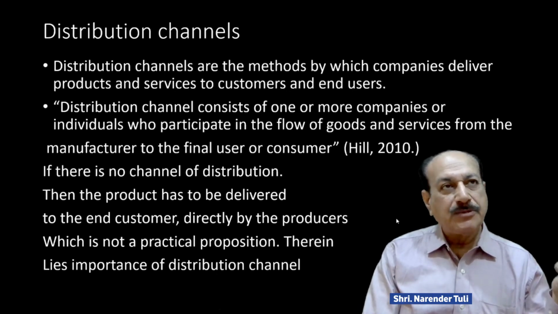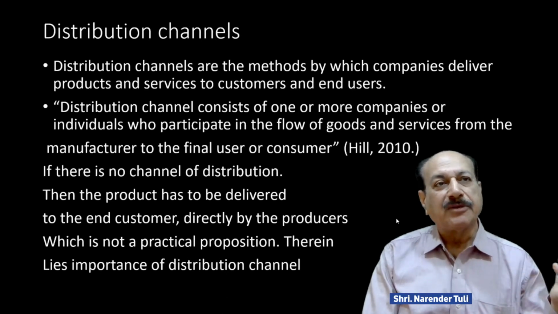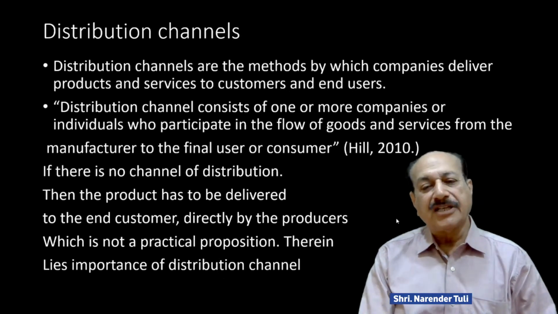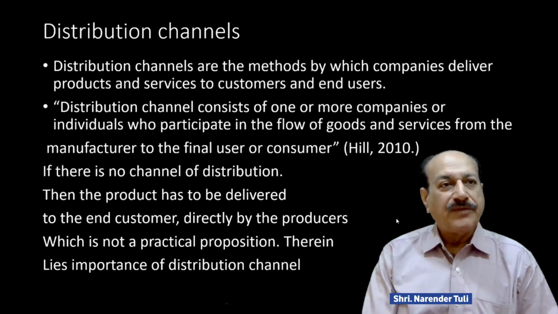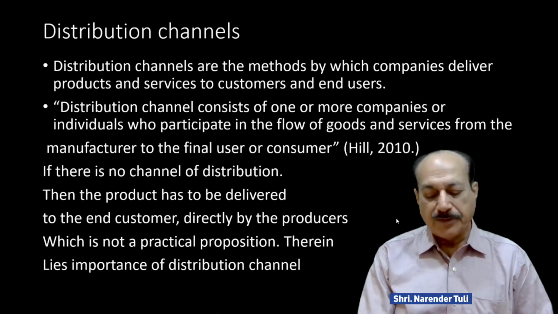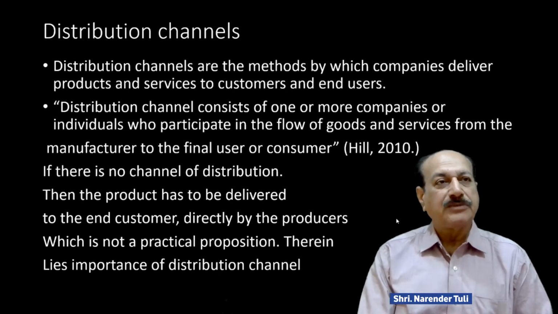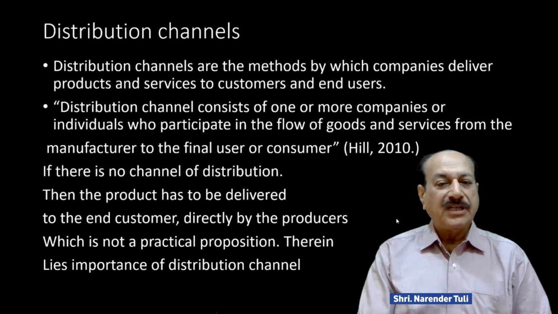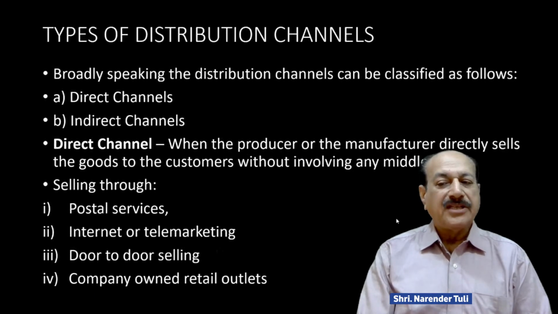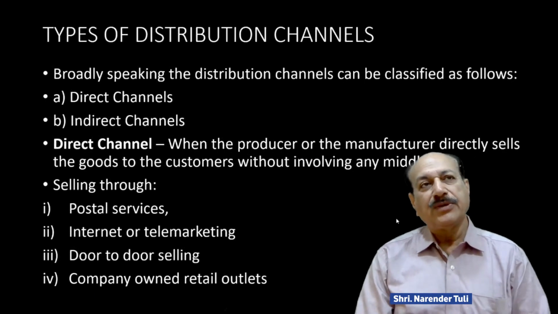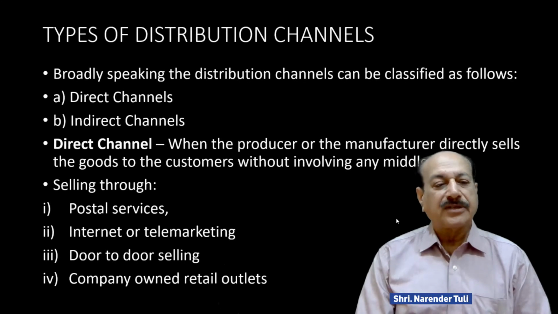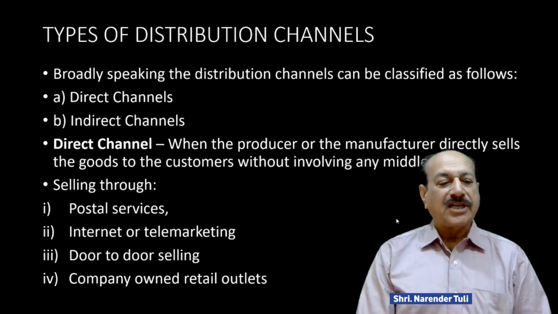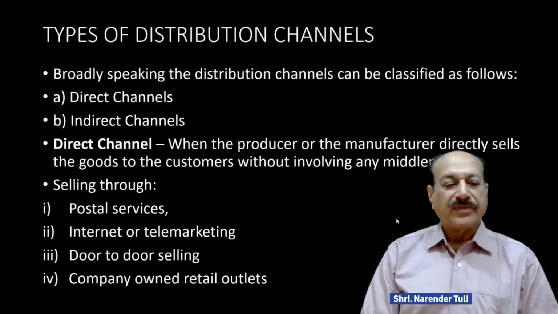If there was no distribution channel, then how the products will be made available? Then the manufacturer may have to interact with the retail consumer directly, which becomes practically a difficult proposition. It may not be physically possible for each of the manufacturers to get in touch with each retailer. So they make use of the different channels. These channels are classified into direct channels where their customers are directly contacted, or indirect channels.